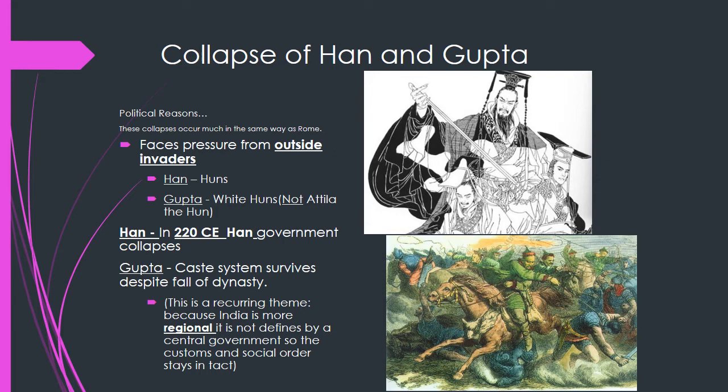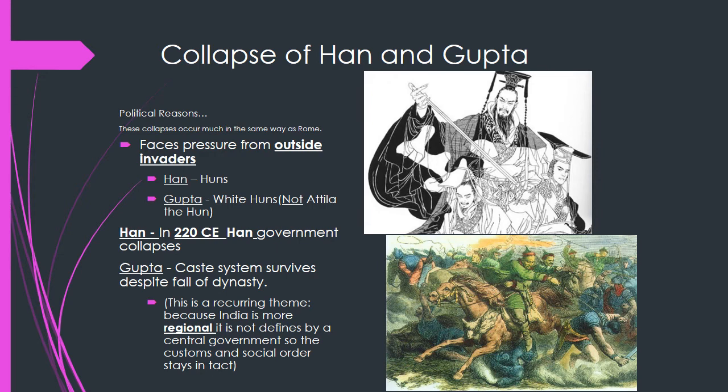So, collapse of the Han and Gupta. Again, this is very similar to Rome. So there are pressures from invaders. The Han are also invaded by Attila the Hun, and the Gupta are invaded by the White Huns, another nomadic tribe from northern Asia. So everyone's getting invaded.